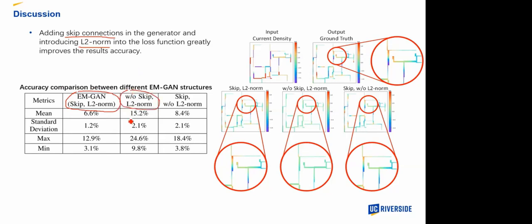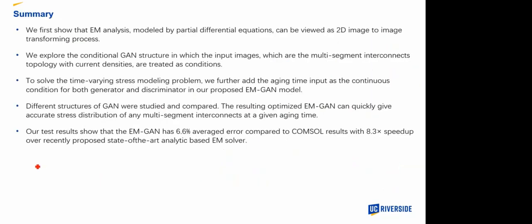So the result's accuracy is much worse than EM-GAN. The third model keeps the skip connections but removes the L2 norm. The accuracy is better than the second model, but still worse than EM-GAN. This result can also be verified by these stress maps. To sum it up, in this work, we first show that EM analysis modeled by partial differential equations can be viewed as an image-to-image transforming process.